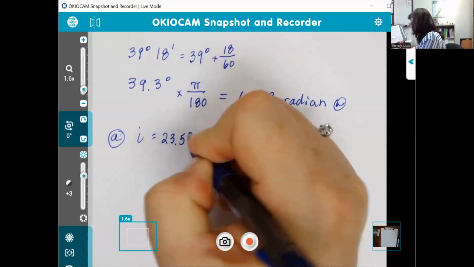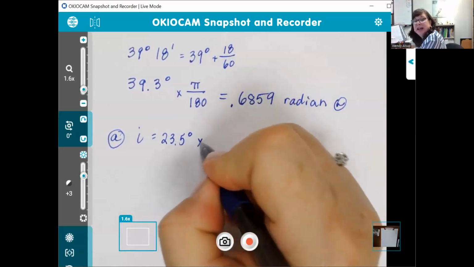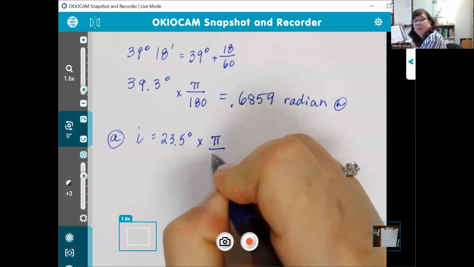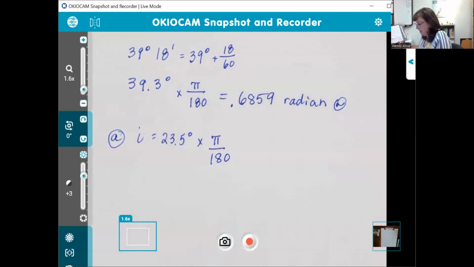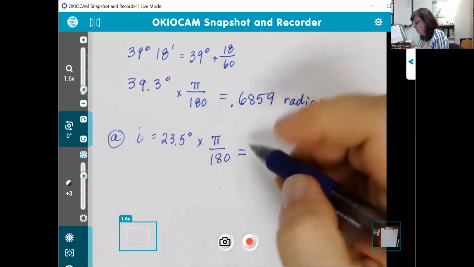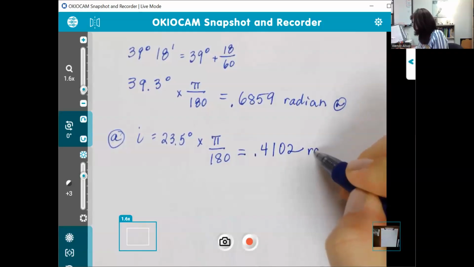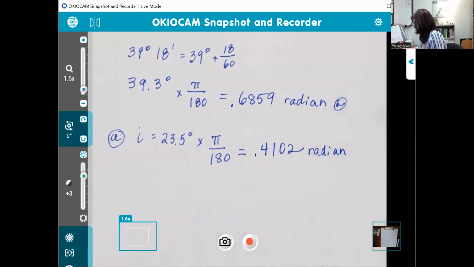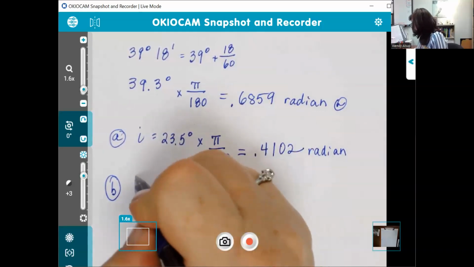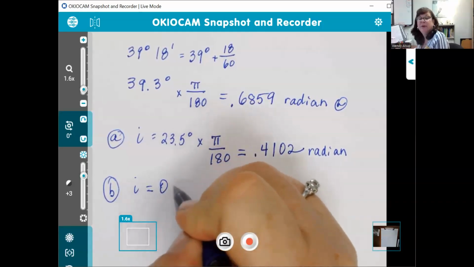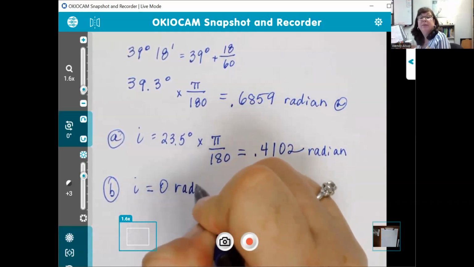For letter A, my inclination in degrees was 23.5 degrees. Well, I've got to switch that to radians, so I'll want times pi over 180. Put that in on your calculator, 23.5 times pi divided by 180. I'm going to round to 4 decimal places, and I get 0.4102 radians for letter A. Then for letter B, my I equals 0, and so my radians is 0. So I don't have to convert that one.